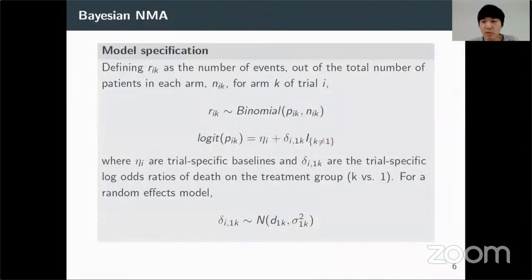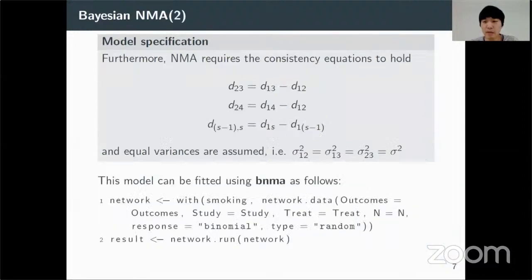And we will briefly go over the Bayesian NMA model. Since our dataset is binomial, we fit a binomial model. And i refers to the trial, k refers to the arm. The link function is eta_i plus delta_i1k. Eta_i are the trial-specific baselines, and delta_i1k are the trial-specific treatment effects. For a random effect, we can model the delta_i1k with a normal distribution with average treatment effect d and heterogeneity parameter sigma squared. NMA requires consistency equations to hold, and equal variances are commonly assumed.